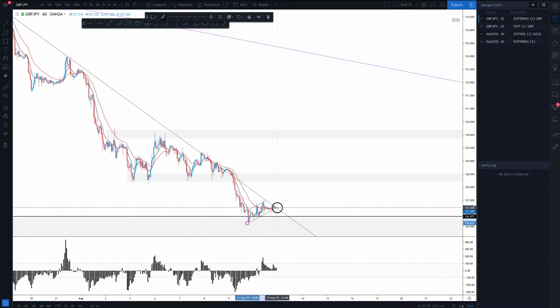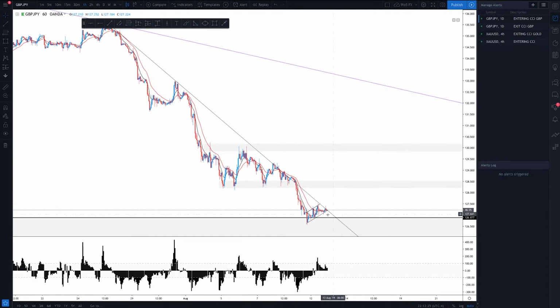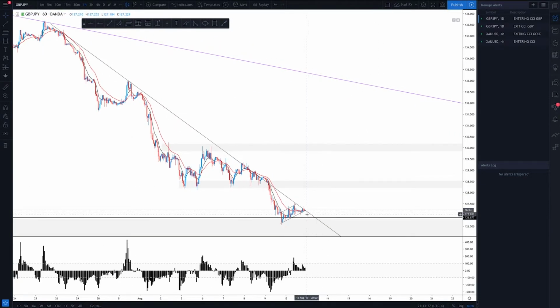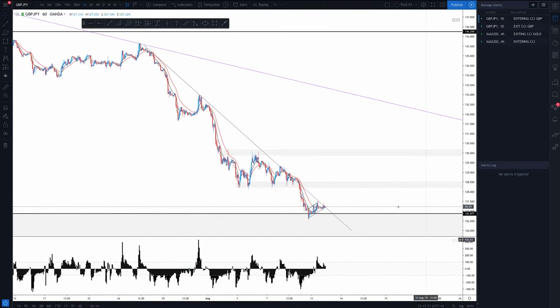But see, you could have a nice continuation pattern here. I would just keep my eye on it, see how it acts around here. What is this level? This 126.6 level, yeah, 126.5 level, you can say. I would wait to see how price reacts around this area, and then make a decision if you're going to continue going short or if we see a reversal pattern.